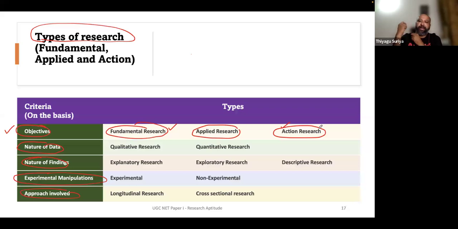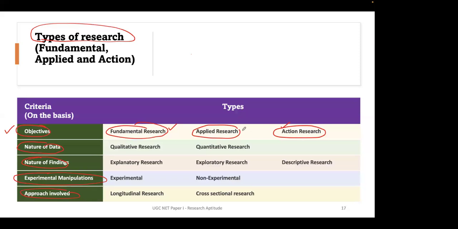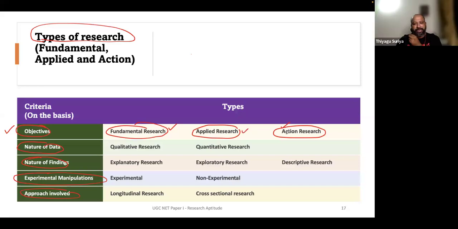Suppose you want to apply a theory and find out its effectiveness. Which method will be more suitable? Applied research. Action research. Listen, action research is also part of applied research, because we are applying something. Basically, it's called applied. Experimental, yeah, experimental.